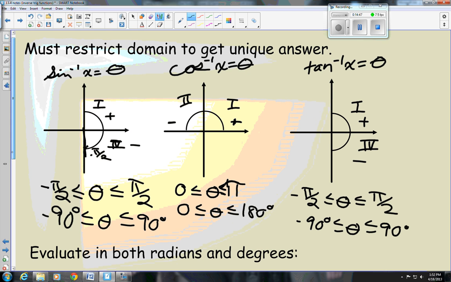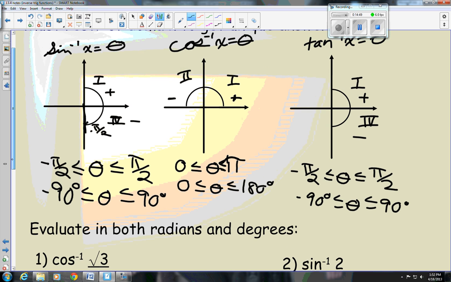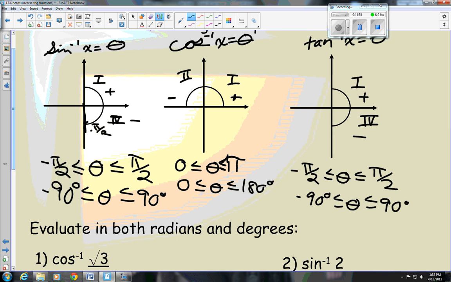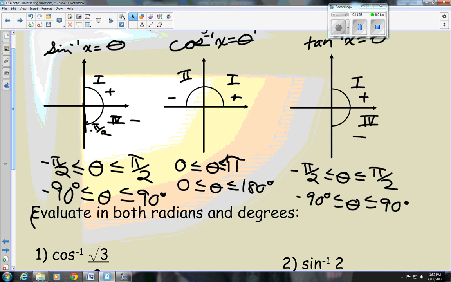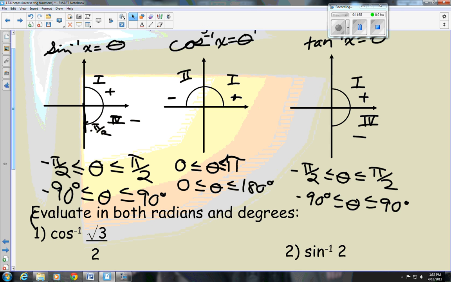So let's evaluate. See if I can keep those up there where I can see them. Not quite. Let's evaluate a couple of these inverse functions. This is using your unit circle. So I want to find the inverse cosine of root 3 over 2. Okay, so it's positive. So 30. When x is root 3 over 2 in the first quadrant, that's 30 degrees.